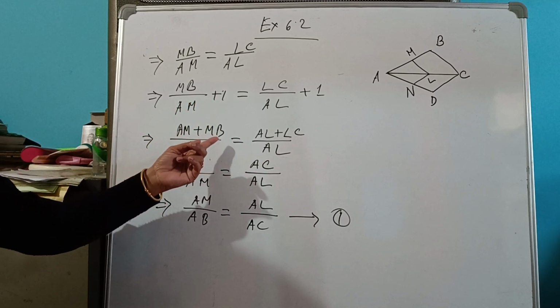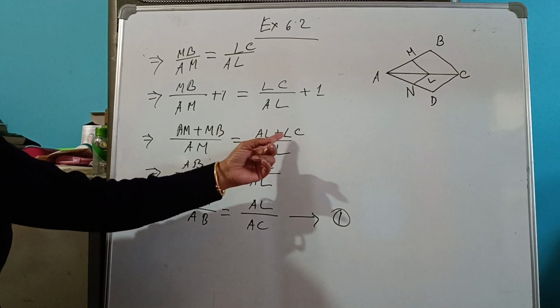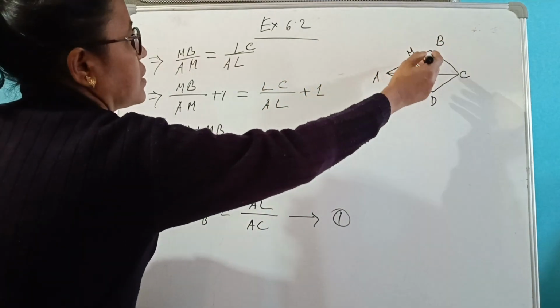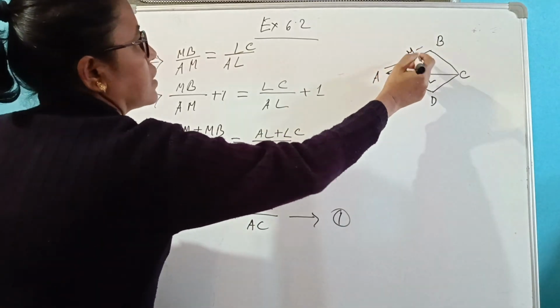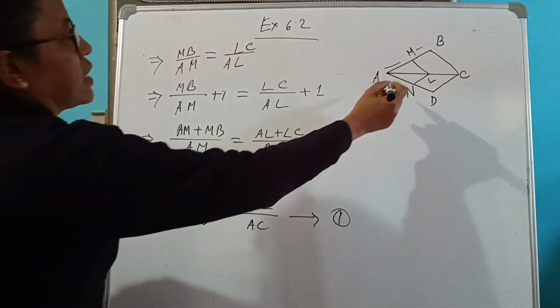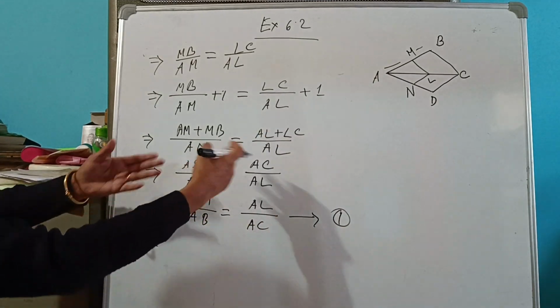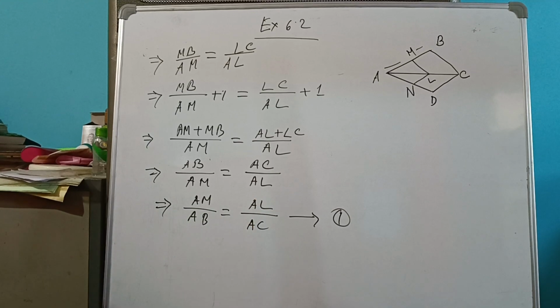AM plus MB by AM is equal to AL plus LC by AL. See in the figure, AM plus MB is equal to what? AB. Similarly, AL plus LC is equal to AC. Now again we reverse it. So AM by AB is equal to AL by AC.